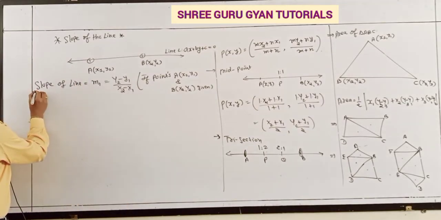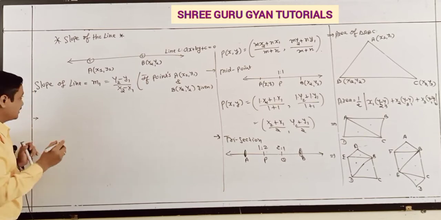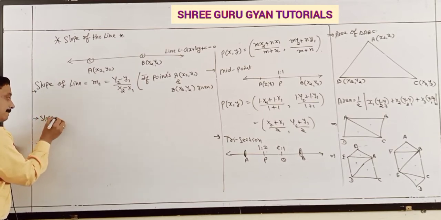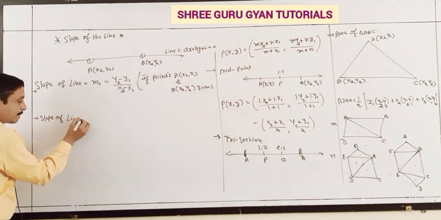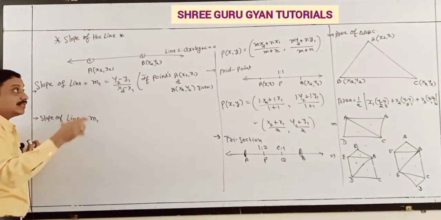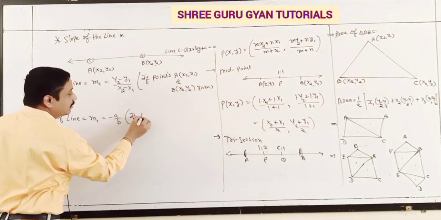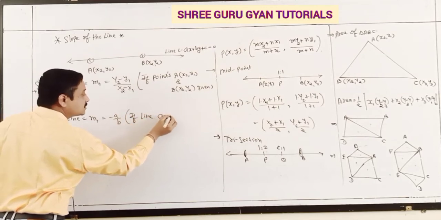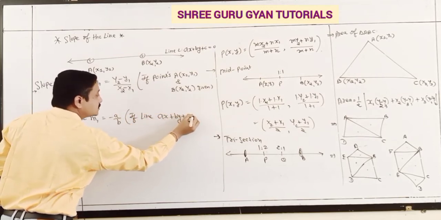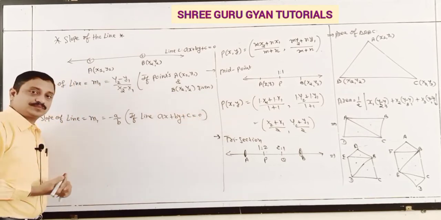Second formula, there are 4 formulas. Yes, slope of line is indicated by m, and when the line is given, then it is minus a by b, if the line ax plus by plus c is equal to 0 is given.